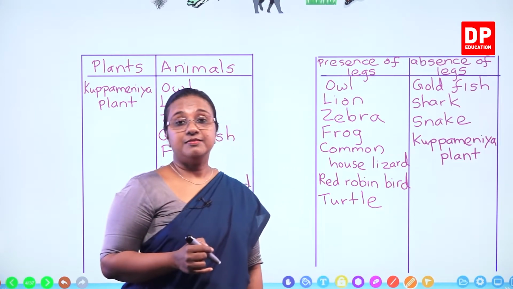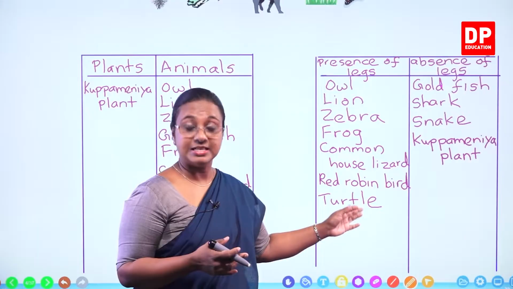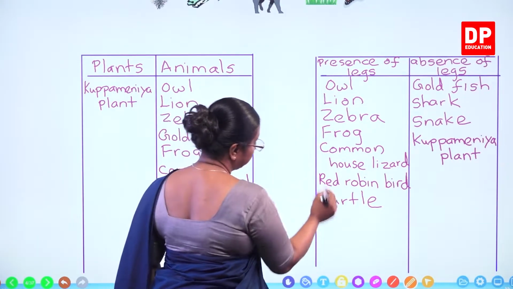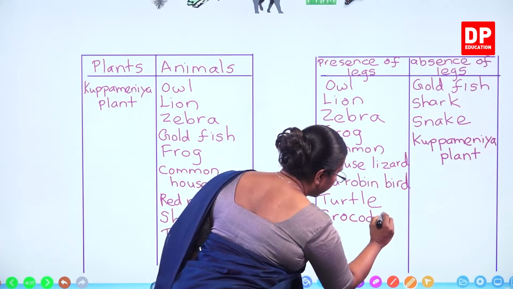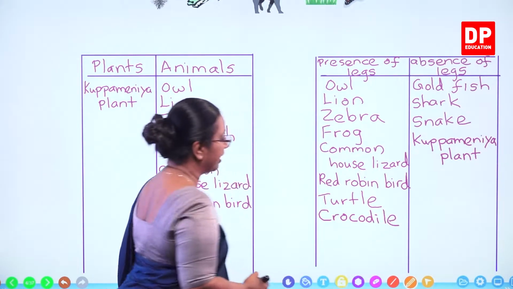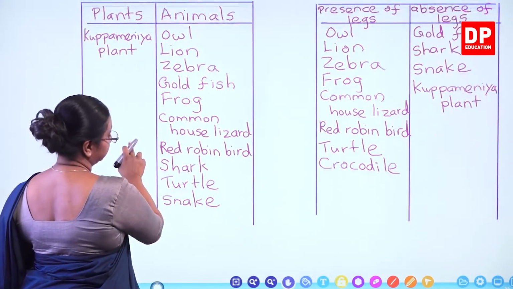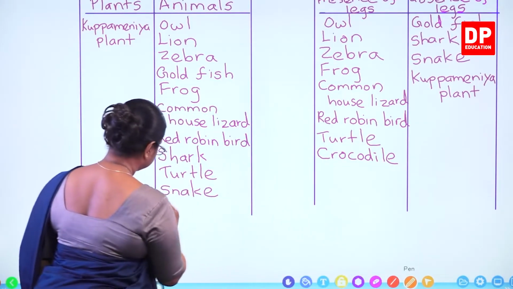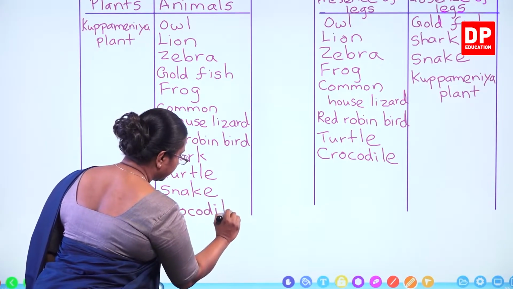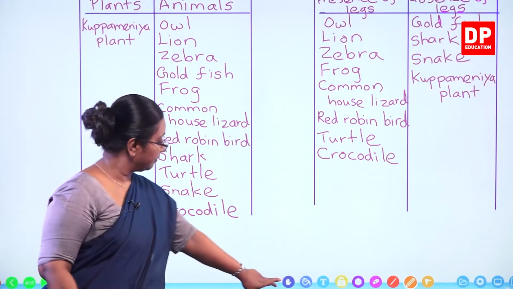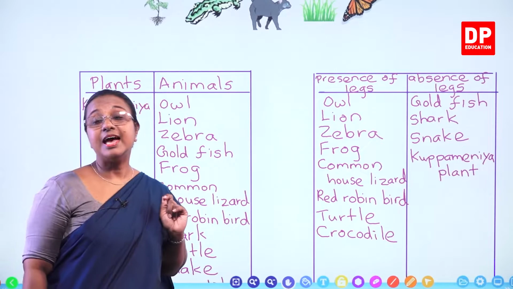So we need to have the Coppermania plant here. Then after that, we had the crocodile. Now crocodile, does it have legs? Yes. That again is a reptile. So crocodile has legs. Although they are short legs, they do have legs. And they come under animals. Crocodile under animals.